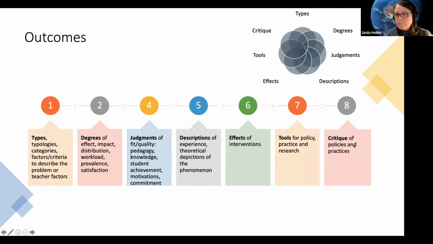So looking across the potential outcomes that are emerging then for here, and I think this probably speaks to what we're talking about here. You've got your typologies and categories of things. You've got your degrees of impact or distribution or workload, so how much. You've got your judgments of fit and quality, and again, I don't mean judging, but it's determination of fit in terms of those things. You've got your descriptions of experience and theorization using that. Effects of interventions, you've got your tools, and you've got critique of policies and practices, and you can see those summarised up there in that little image.